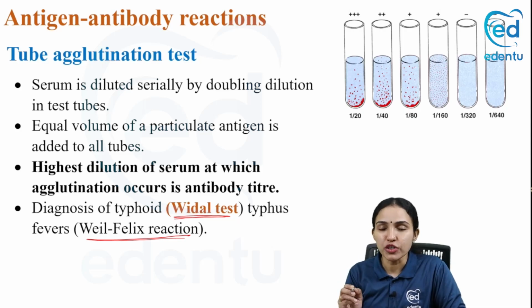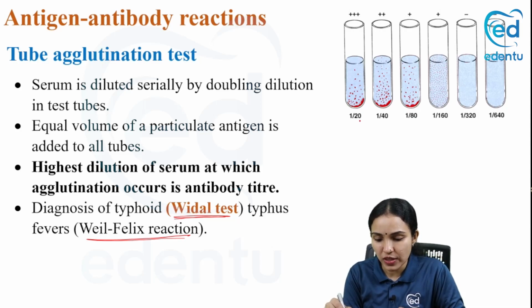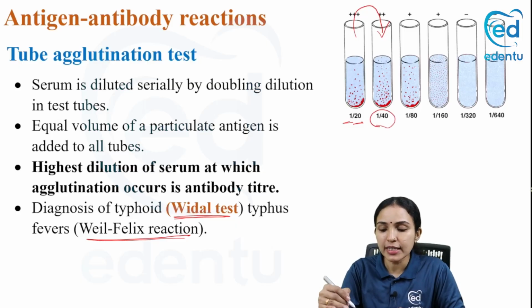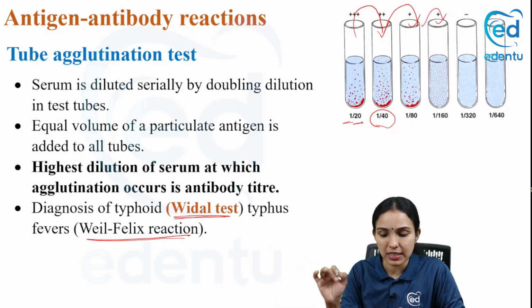So what you do in a tube agglutination test is, you can see this figure, we add serial dilutions of patient's serum to different tubes. Suppose you take the patient's serum, you add 1 ml of serum to 20 ml of saline. So you get a 1/20 dilution. Then you take 1 ml from this tube and you put it to another 20 ml saline. So you get a 1:40 dilution. Like that, if you transfer from this to this, you get a doubling dilution, 20, 40, 80, 160. So you have different dilutions of patient serum.